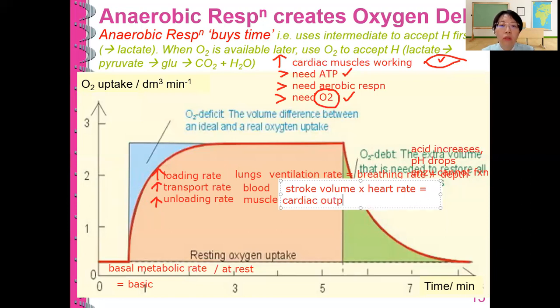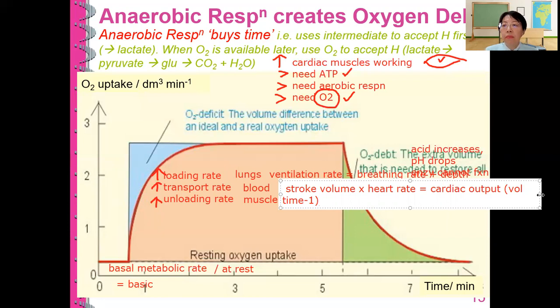Please write all this into your notes. Okay, so we are going to increase cardiac output. Cardiac output means how much volume being released per unit time. I cannot write this per unit time. Okay. Yeah, per unit time, put time at that.